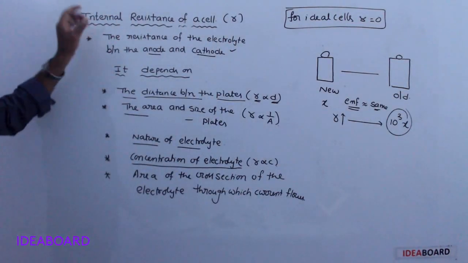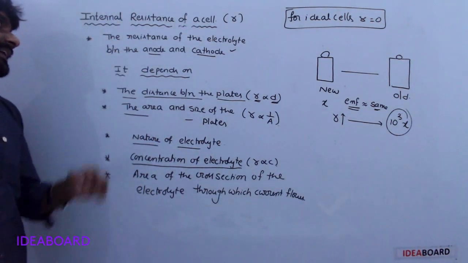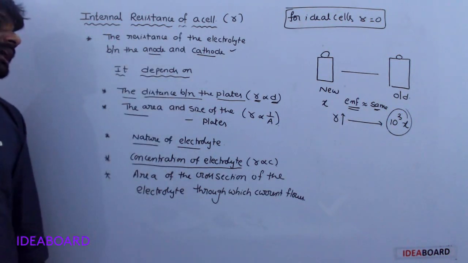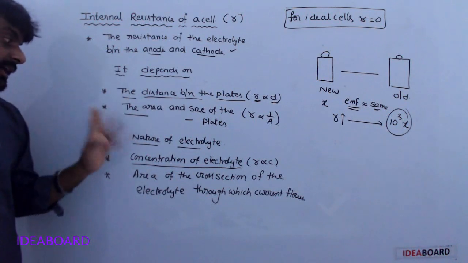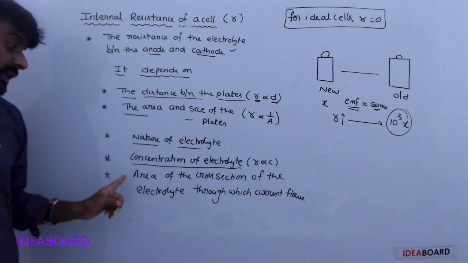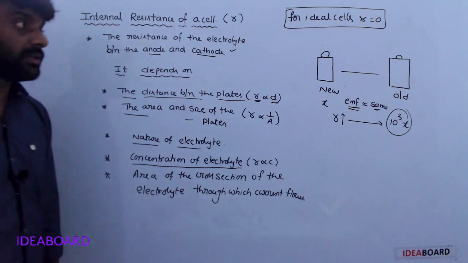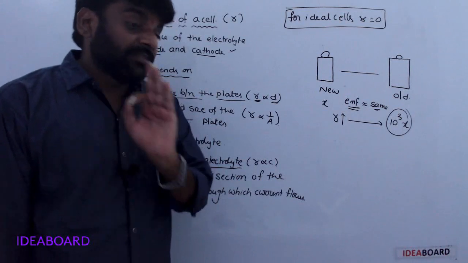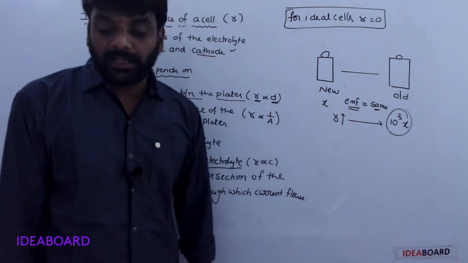Understood? Okay, once again, the internal resistance of a cell is defined as the resistance of the electrolyte between the anode and cathode. It depends on distance, area, nature, concentration, and area of the cross section of the electrolyte through which current flows. Next, temperature. The main important one is temperature. If temperature increases, automatically internal resistance decreases.